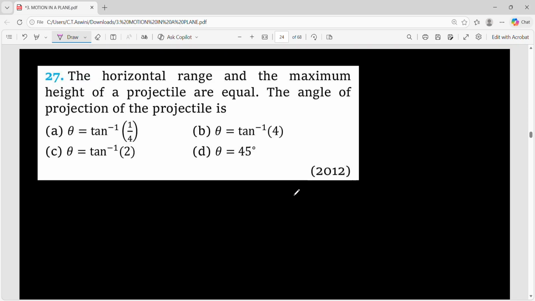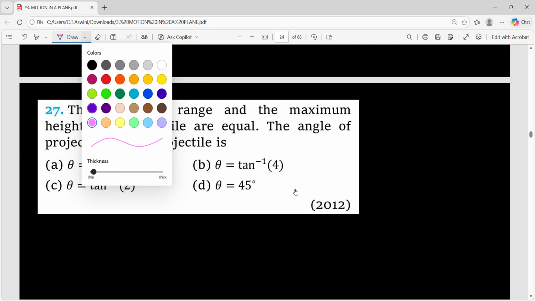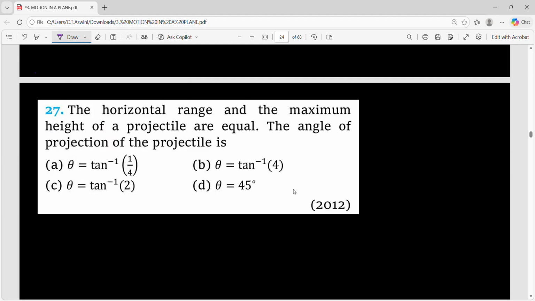Now, we'll move on to previous year questions. The horizontal range and the maximum height of the projectile are equal. The angle of projection of the projectile is, what is equal here? Which are equal here? Tell me.